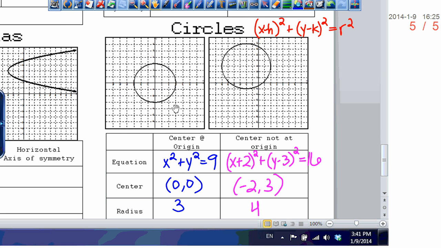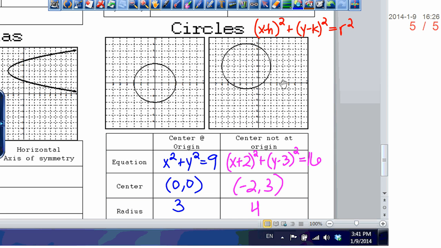The basic circle, if it's centered at 0, 0, is just going to be x squared plus y squared, and then whatever the radius is, then squared. So in this case, our radius is 3, so we square 3 and we get 9 here. So my center is at 0, 0, radius is 3.